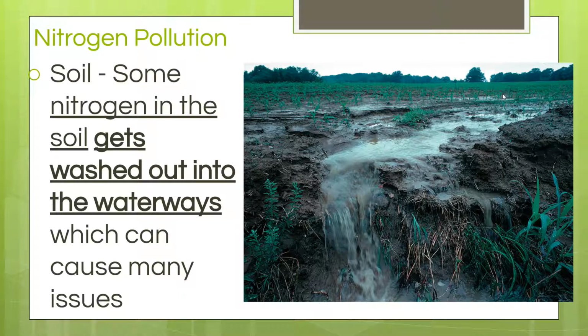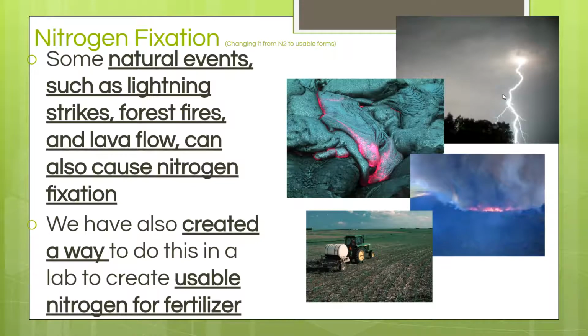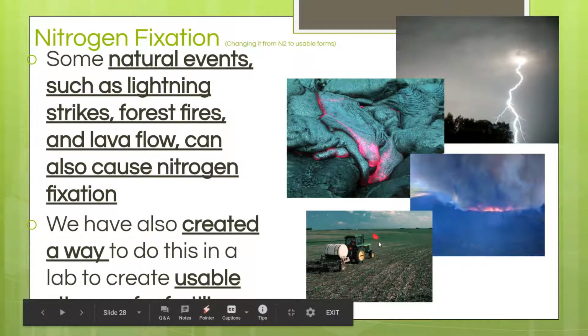How do humans affect the nitrogen cycle? Through the soil is one way. Nitrogen pollution. Some nitrogen in the soil gets washed out into waterways, which can cause many issues. So if you take a look here at the situation, we've got a farmer who's fertilizing his field. He's spraying the fertilizers on top.